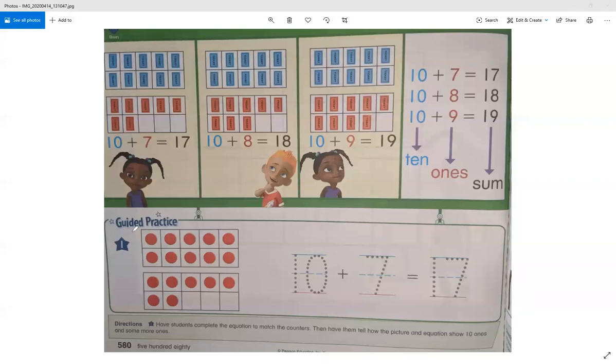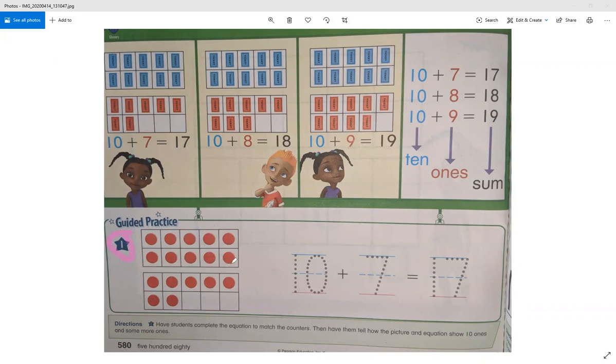We are doing number 1. Have students complete the equation to match the counters. Then have them tell how the picture and equation shows 10 ones and some more ones. Okay, so do not draw this 10 frame. You don't have to worry about drawing it, but we do need to take a look at it here.